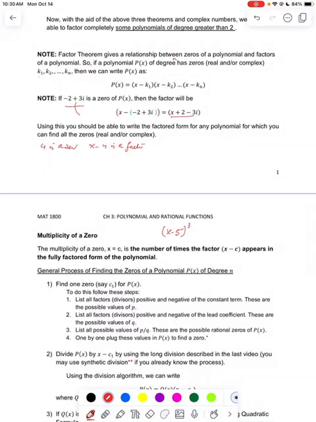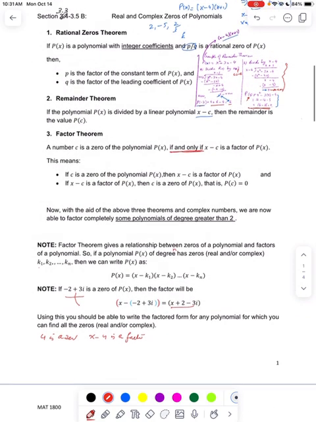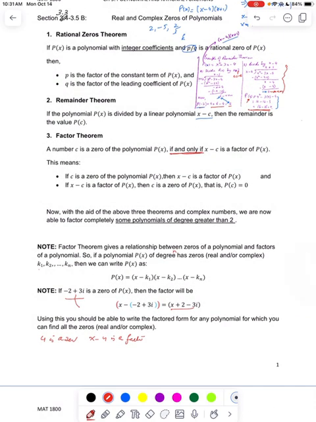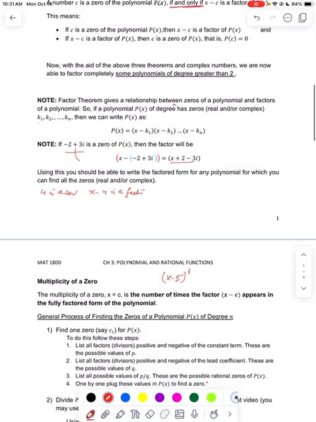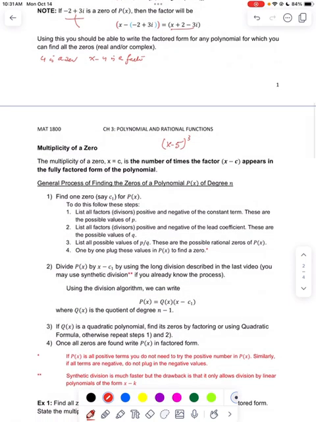Okay, let us continue with our process of finding the zeros of polynomials of degrees higher than 2. So we discussed 3 theorems, and now we will see how to apply those 3 theorems: the rational zeros theorem, the remainder theorem, and the factor theorem. So the general process of finding the zeros of a polynomial p of x of degree n.